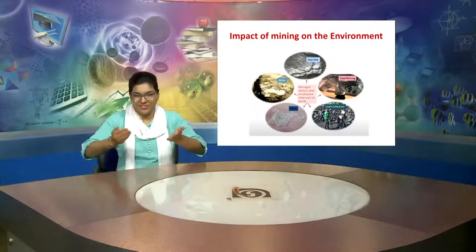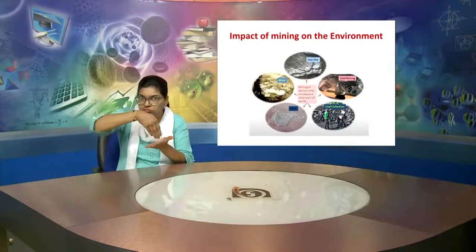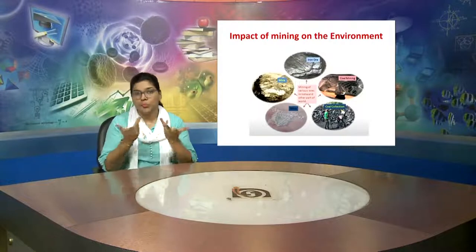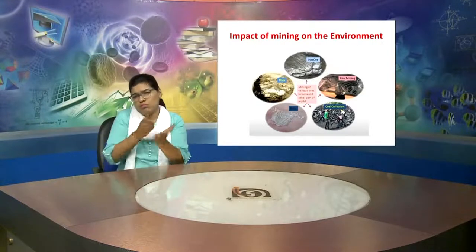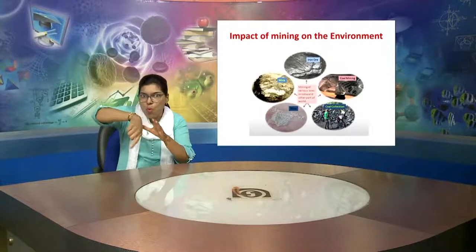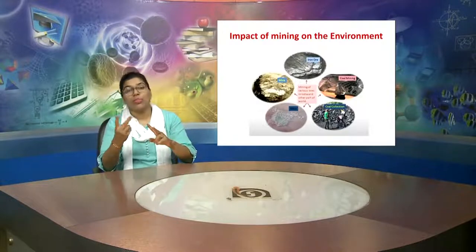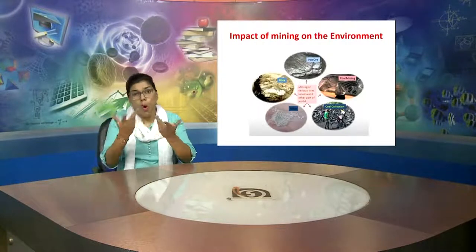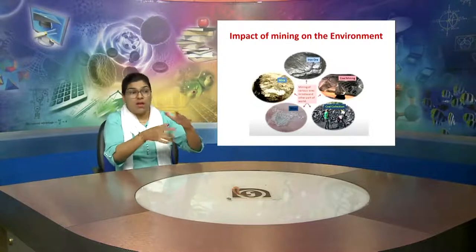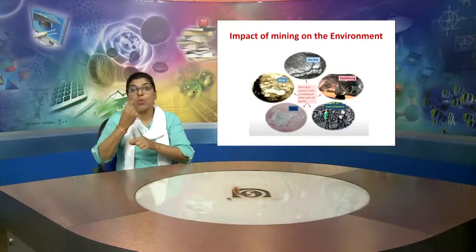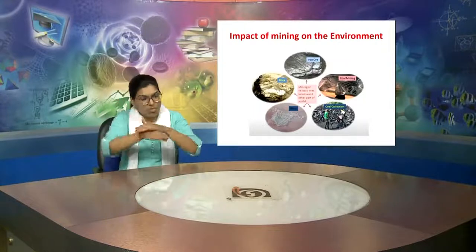We make lots of things from gold, so gold is received from those mines, and we get coal from the mines. Then there is also iron and different kinds of metals we get from those mines, and we make so many items from those metals, like AC, fridge, different electrical items, the washing machine which we have at our home, the mixer, the grinder, all these machines. In these machines, we use metals. And where do we get all these metals from? We get metals from these mines.